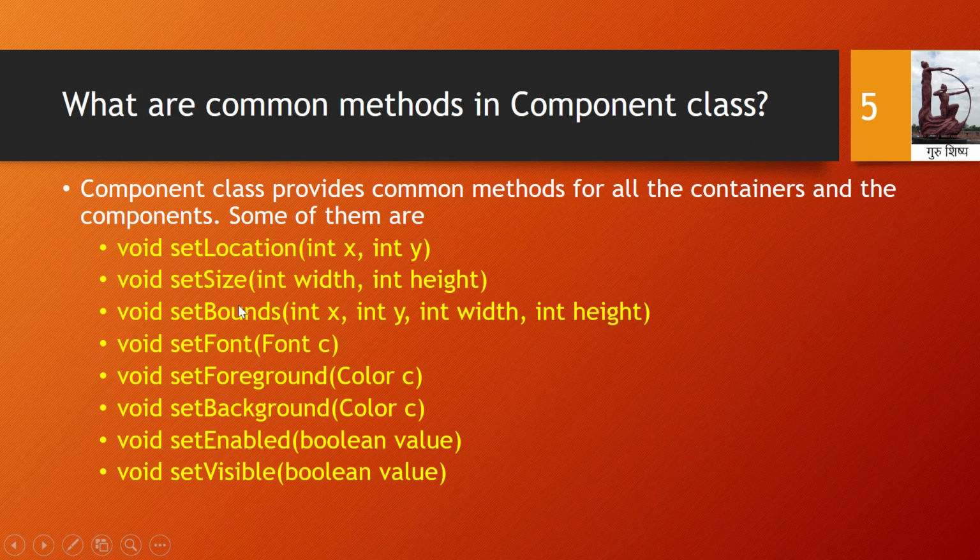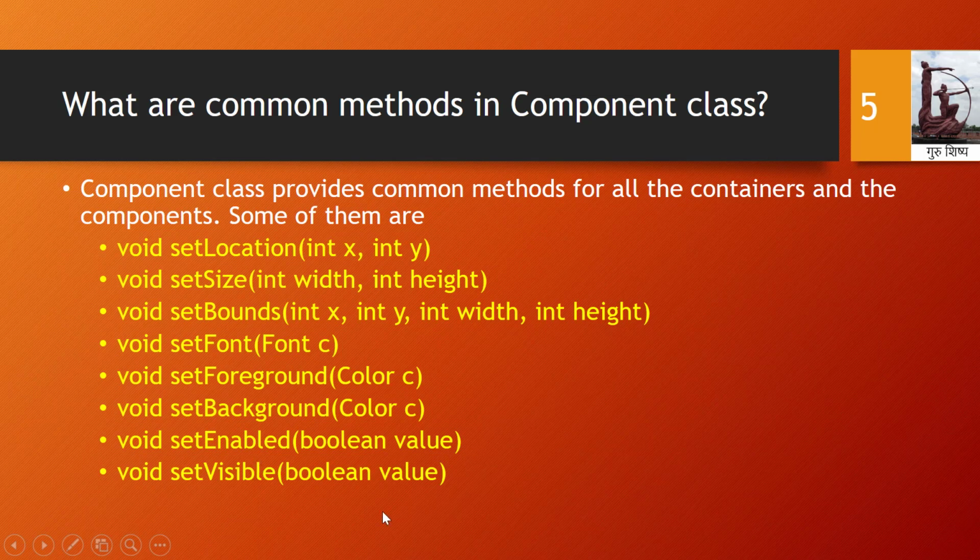There are certain points, like suppose you want to set the location of some component, set the size of the components. You can combine both together with set bounds, where we can define the starting location as well as the dimension. Then we can set the font, background, and foreground. Then we can enable it. Sometimes you see a button, you try to click on it, and it won't work. That is because it is disabled.